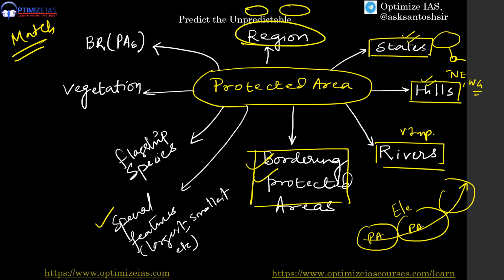Next, questions regarding special features of a protected area, like the largest tiger reserve, the largest biosphere reserve, the smallest tiger reserve, the smallest biosphere reserve. Some unique thing about any protected area is very popular in the UPSC.